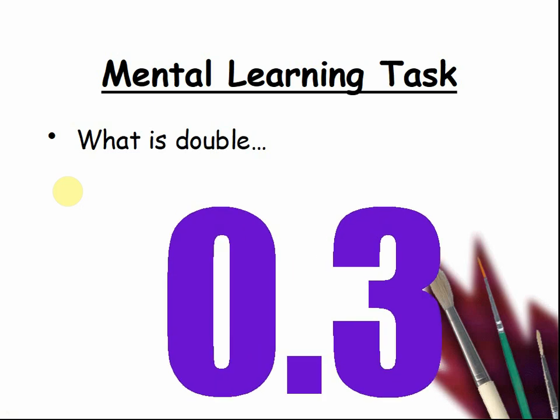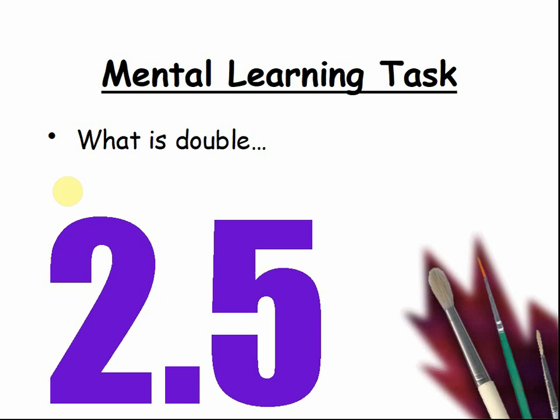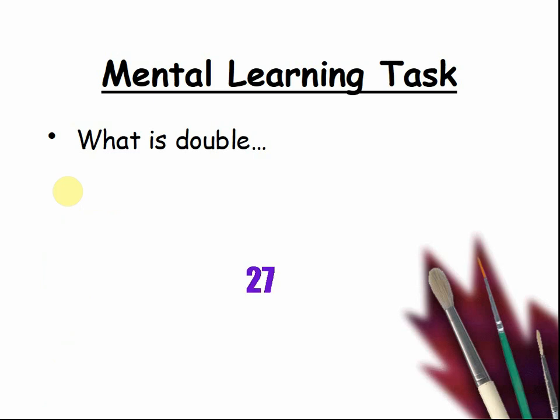What is double 0.3? 3, 2, 1. Tell me. That is correct. It is 0.6. Wow, guys, you're on fire today. What is double 2.5? 3, 2, 1, tell me. That is correct again. It is 5. You are awesome in maths.